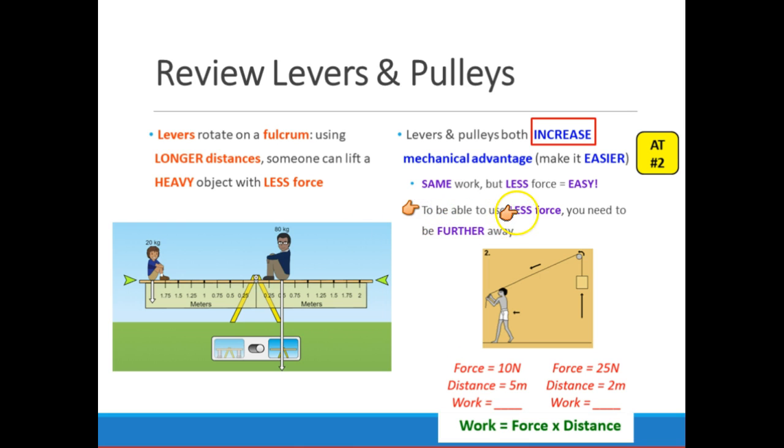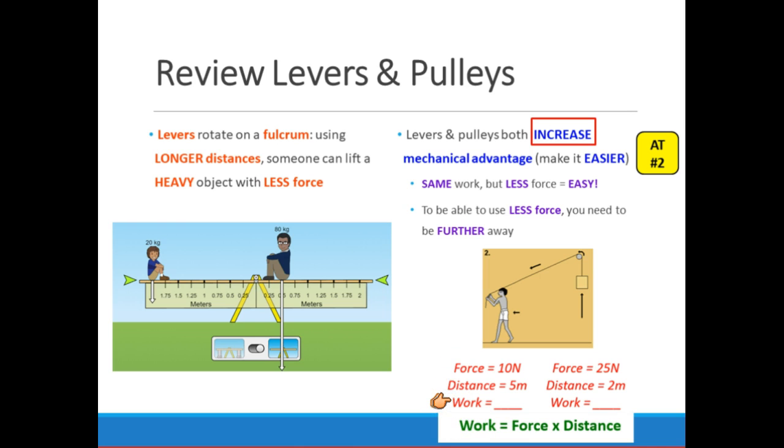Now, the only way that we can use less force is by being further away, just like we learned right here with this little kid. The only reason he can lift up this big guy is because he's further away, so he's offsetting his smaller force by using a bigger distance. And we saw this right here. Remember, work equals force times distance.